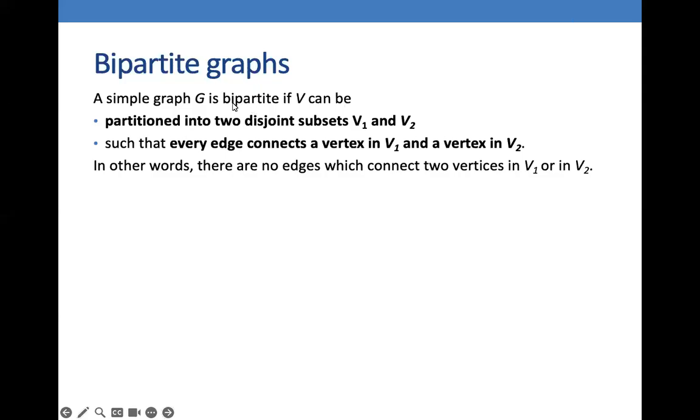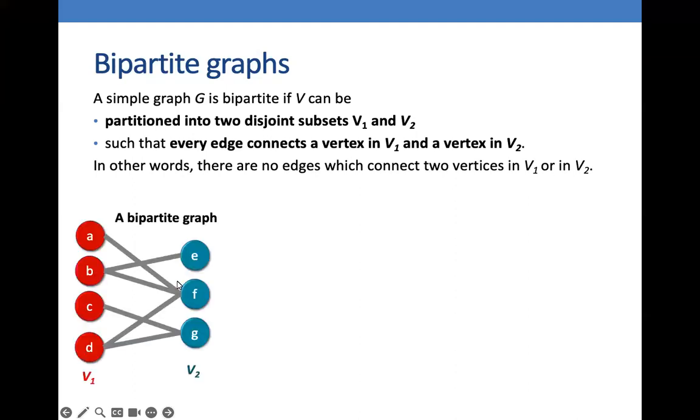Okay, so hi everyone. In this video, we are going to discuss bipartite graphs. A simple graph G is bipartite if the set of all vertices V can be partitioned into two disjoint subsets V sub 1 and V sub 2, such that every edge connects a vertex in V sub 1 and a vertex in V sub 2. In other words, there are no edges which connect two vertices in the same subset or in the same partition V sub 1 or in V sub 2.